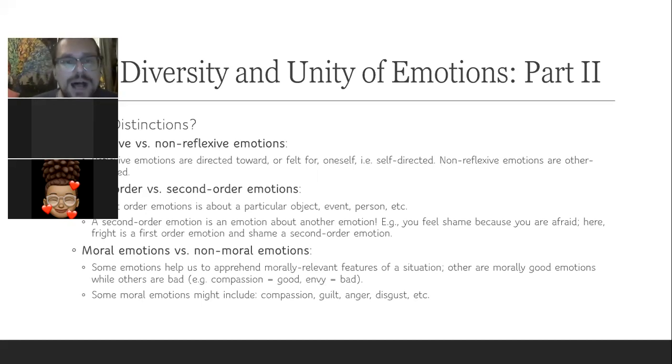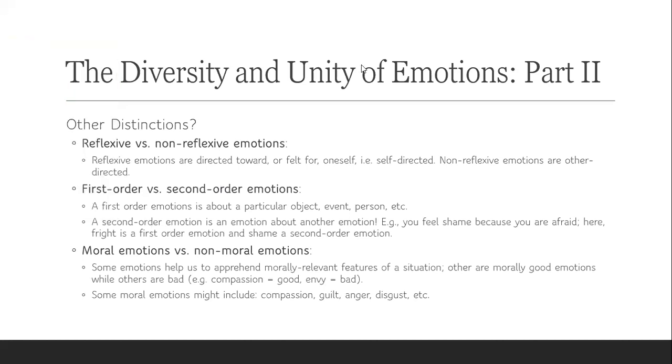And fear from Robin again seems to be an interesting example. My fear is usually directed, well, this is where it gets tricky, right? I feel the fear for myself, but I'm not afraid of myself. I'm afraid of something else, right? So it's tricky. This is one possible way to carve things up.